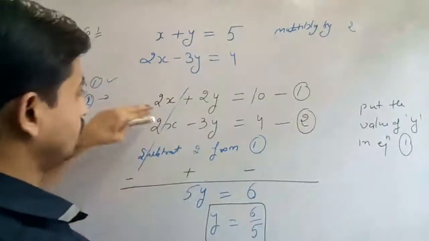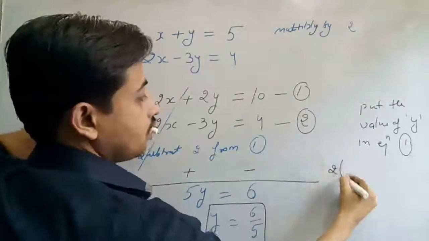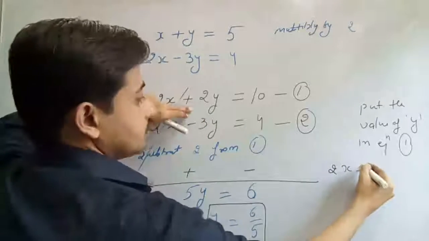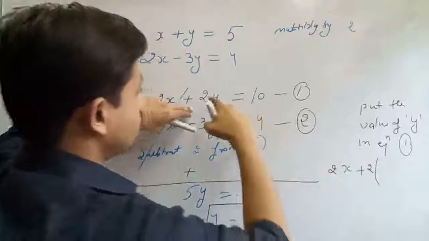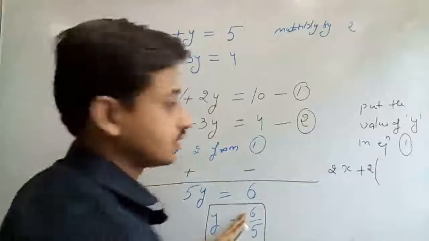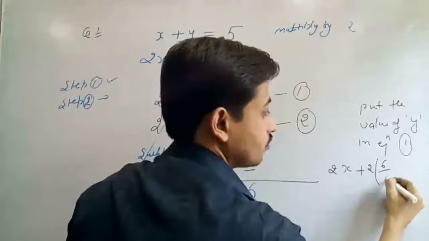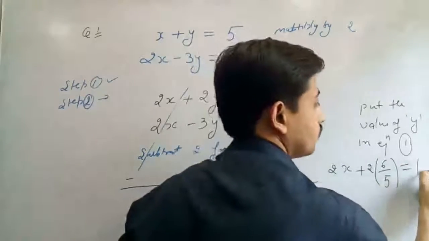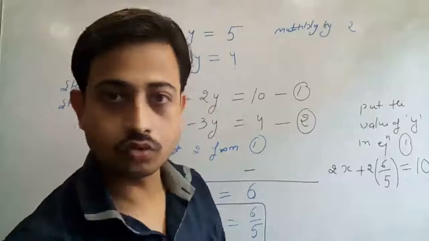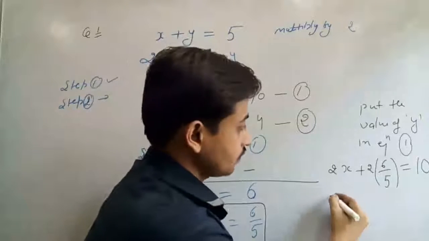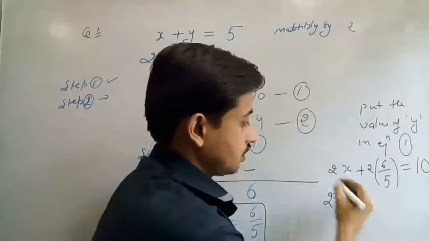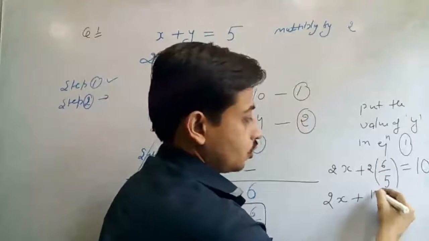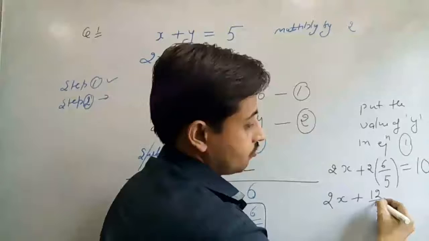Put the value of y in equation 1. Now it is 2 into x, so I am writing it as it is, plus 2 into y. Now the value of y is 6 divided by 5, is equal to 10. Now we have to solve. Please solve this. 2x, and 2 into 6, 12 divided by 5.